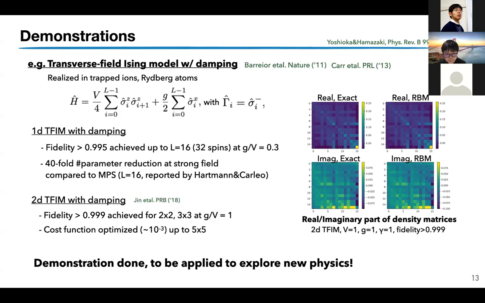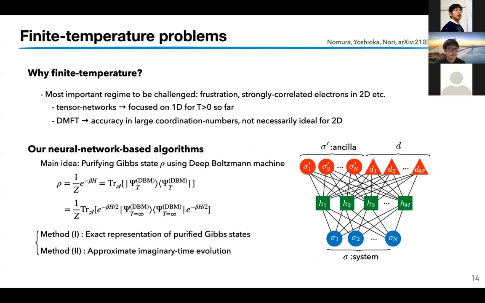Okay, so that was it for the open quantum system, and we would shortly refer to finite temperature problems as well. Here we want to calculate the Gibbs state of some given quantum many-body system, and we calculate that kind of state by using the idea of purification, meaning that we would add some ancillary system in addition to the original system and try to represent the Gibbs state by this kind of density matrix.